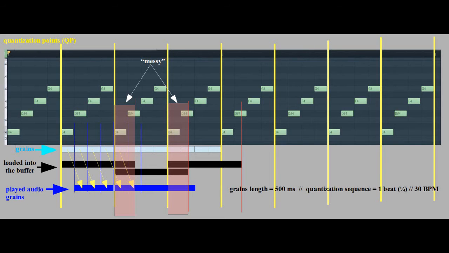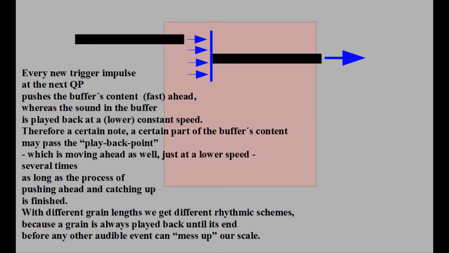So we need a little bit of additional explanation to get it right. Always, when the buffer is triggered, the sound in the buffer is pushed ahead. Every new trigger impulse at the next quantization point pushes the buffer's content fast ahead, whereas the sound in the buffer is played back at a lower constant speed.